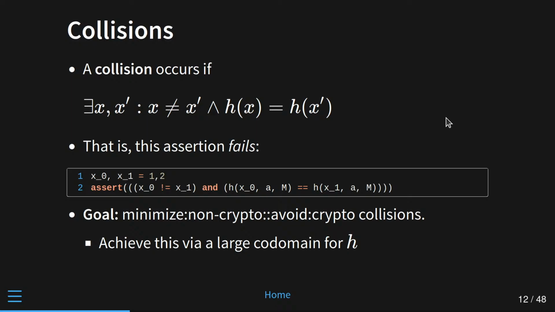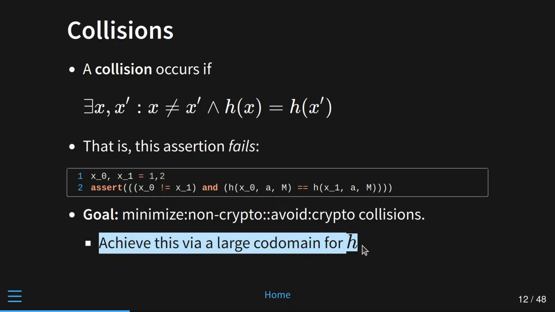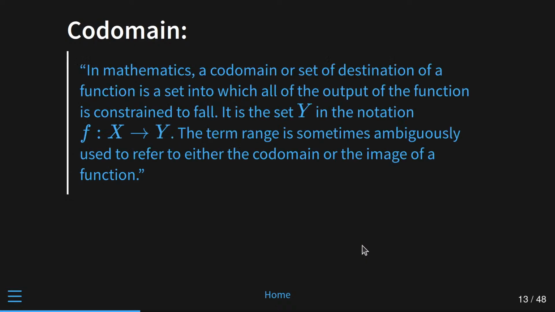Now, how do we avoid having collisions? This is an exact quote from Saravan at IIT Bombay. Achieve collision avoidance with a large codomain for H. So what is the large codomain for H? It's also called, and I think this is easier to understand, the set of destination. This is the set of possible hash values, right?